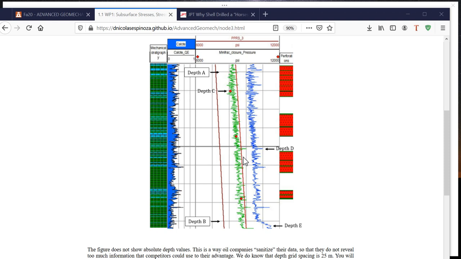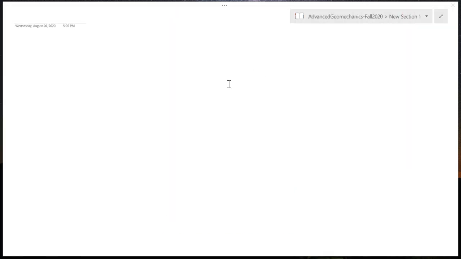Okay, so let's see why we have three stresses and why stress is different to pore pressure or, for example, to fluid velocity. All right, so today, let me add the date over here. It's 2020, August 26, and the first thing that we're going to do is to talk about introductory concepts.